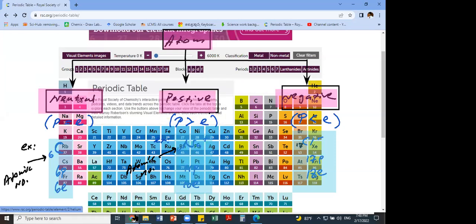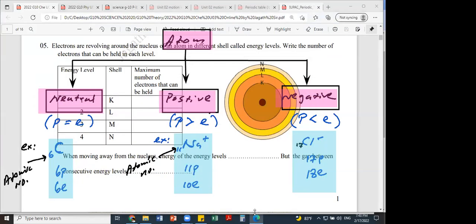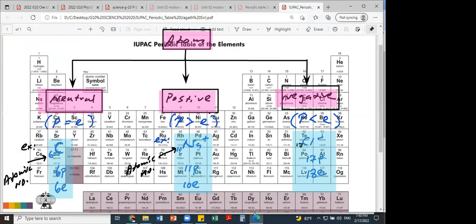Wait, I'll bring up the periodic table. I'll share this IUPAC periodic table. There's one more periodic table, we call it the IUPAC periodic table. Look at the screen here. This is hydrogen 1, helium 2, lithium 3, beryllium 4.